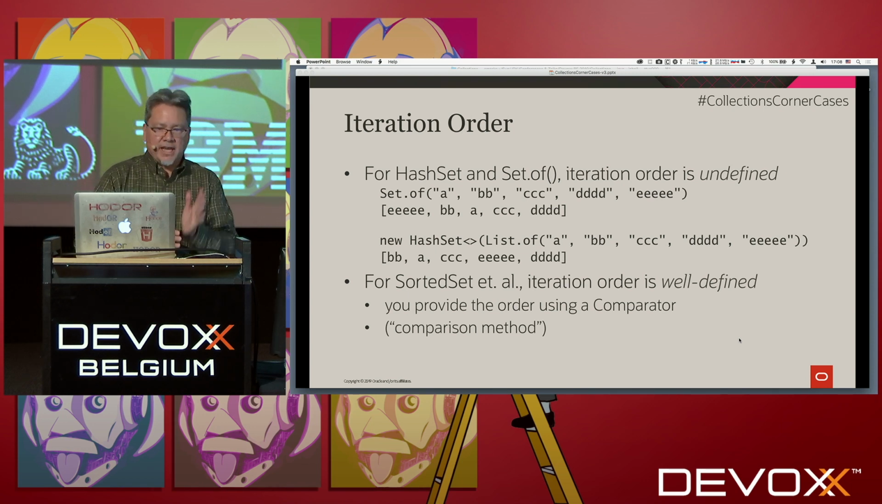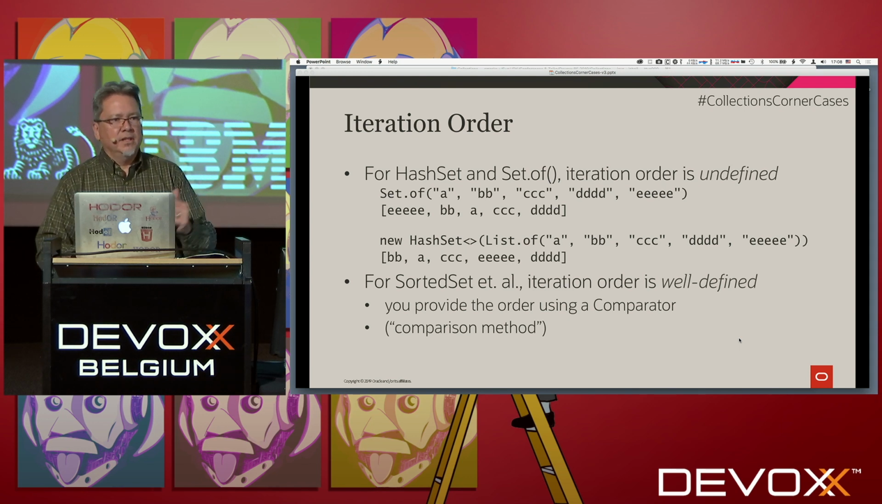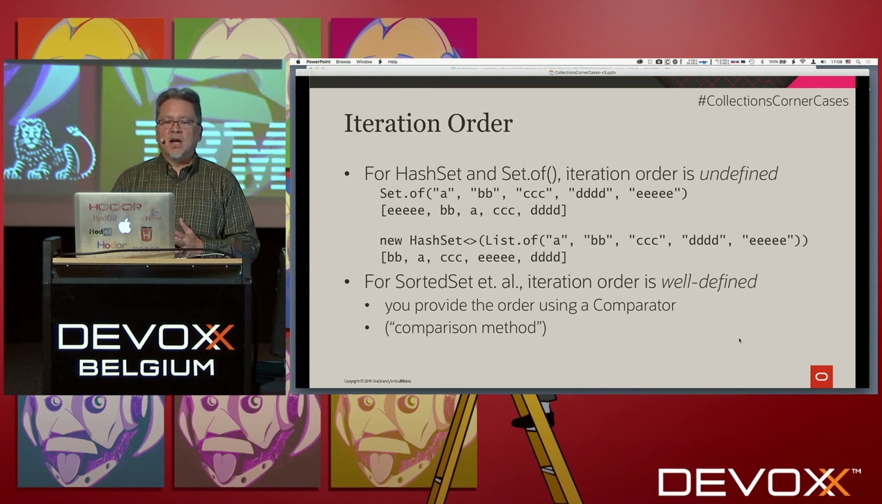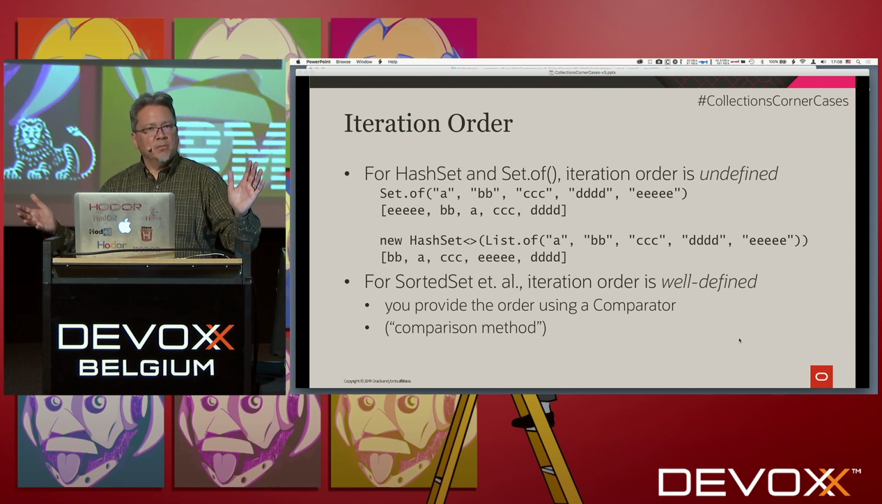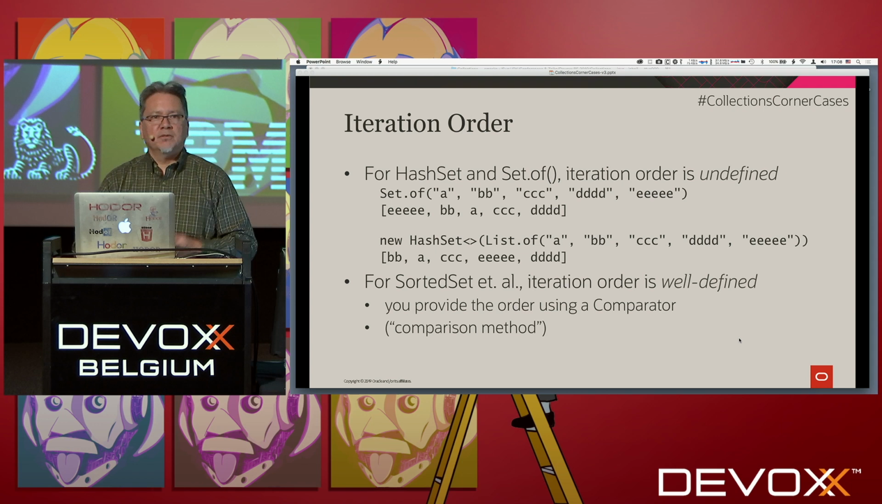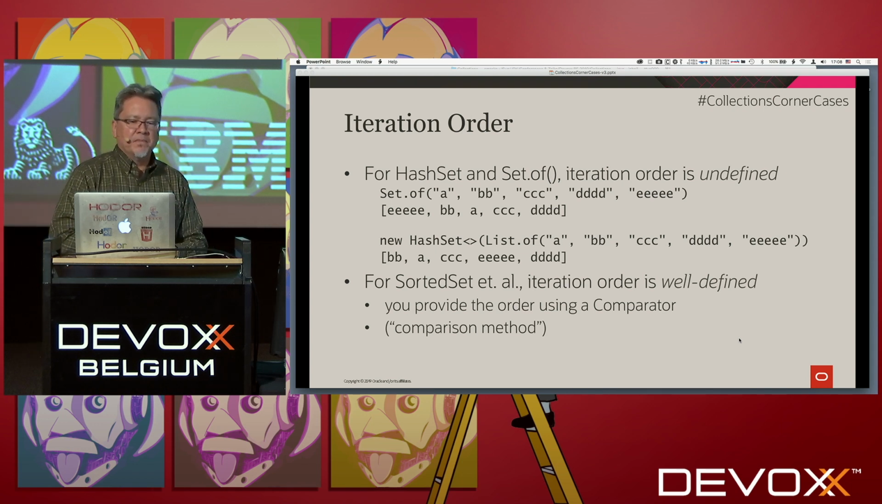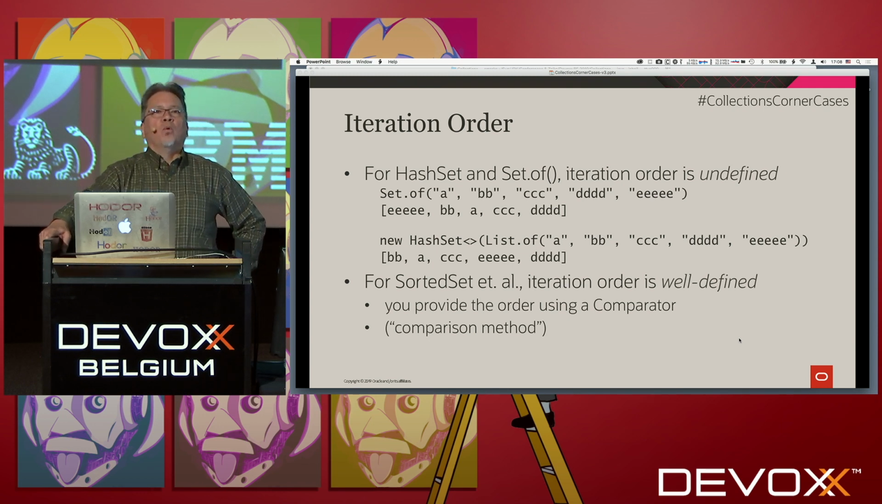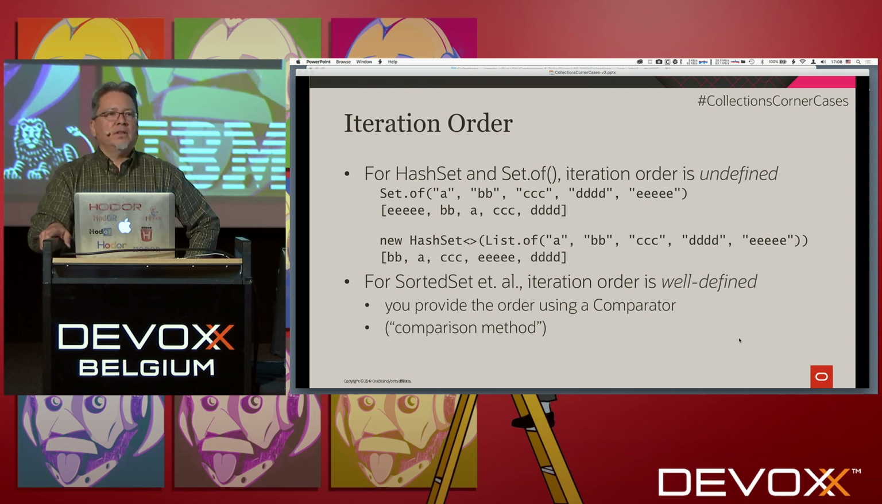So if you have something like a hash set, one of the things about the hash set, and also the new unmodifiable sets like Set.of, is the iteration order is undefined. So if I load these string values in, I will get them all out, but the order in which I get them out, if I iterate them, is not defined. Now for sorted set and all those other interfaces and implementations, the order is well defined. Now, what is that ordering? Well, it is the order that is imposed by the comparator that you provide when you create that set.